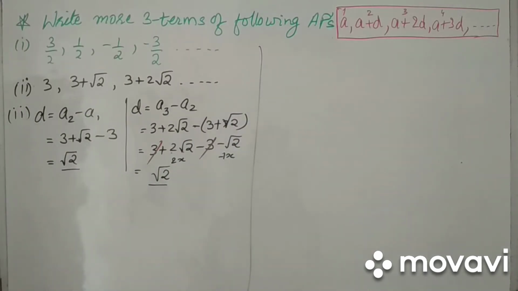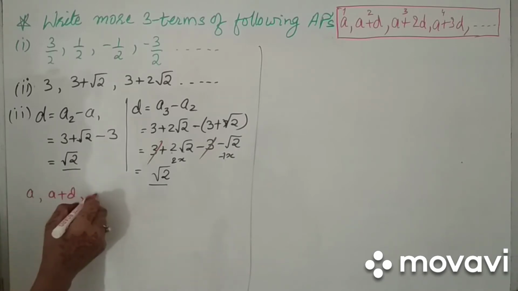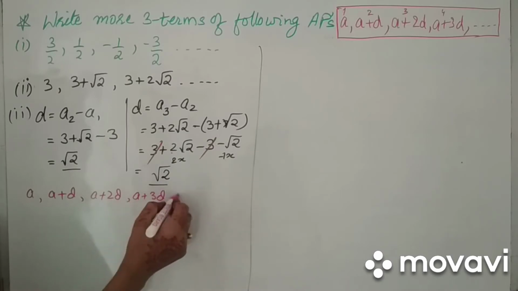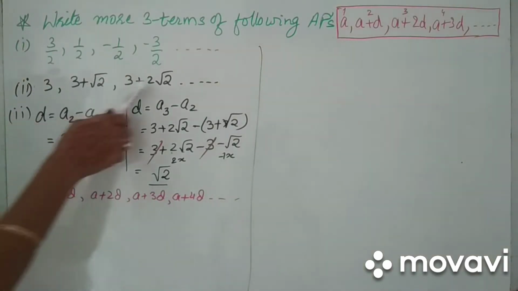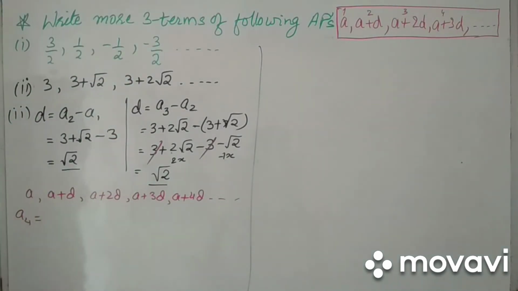So using that formula, we will find a, a plus d, a plus 2d, a plus 3d, a plus 4d and likewise. Now, which terms are given? First, second, third terms are given. So the next term is a4. How will we get a4?